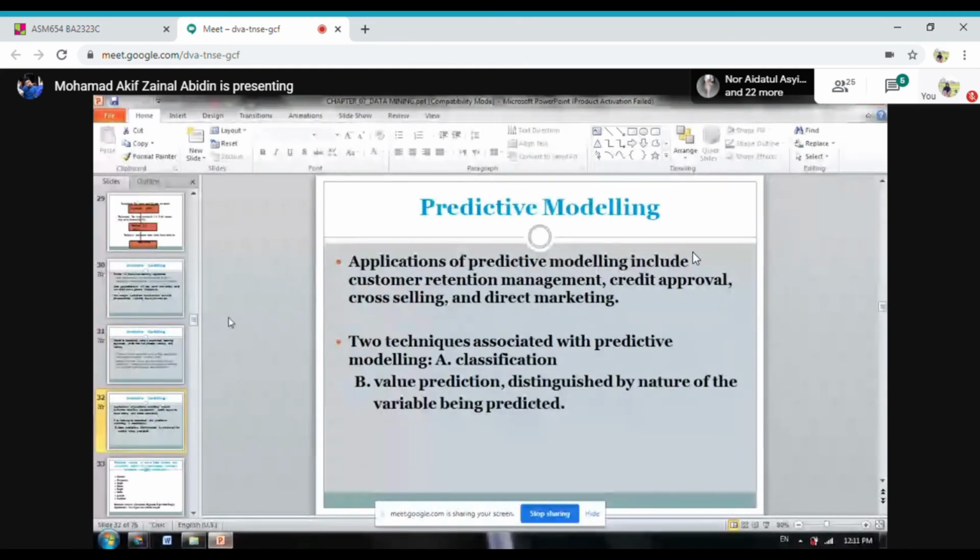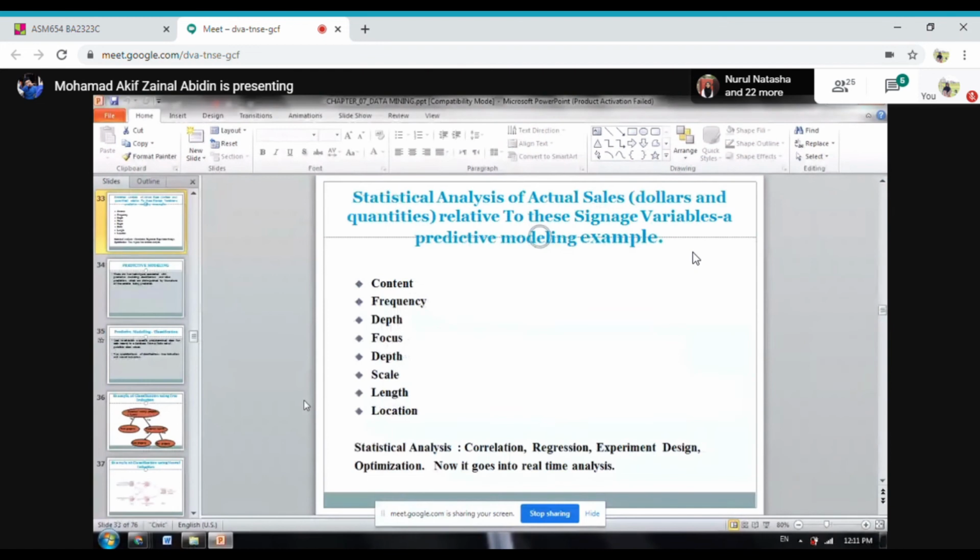Okay, model. So we train the model, we test the model. And what types of techniques do we have? Just now I told you, there are only 2, classification or value prediction. Let's move to the first technique under predictive modeling. Next slides.